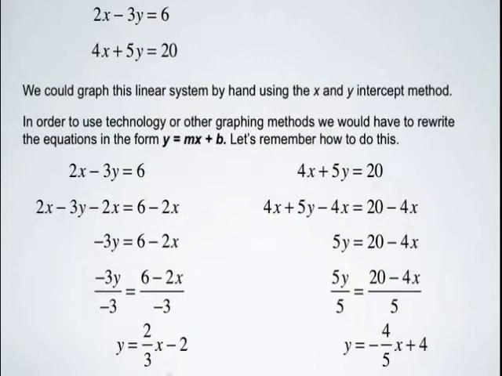So now we have these in y equals mx plus b form. So we can do one of three things here. You can either graph using technology, you can use the x, y-intercept method for graphing the linear equations, or you can use what you have found here and graph the two lines using slope y-intercept.